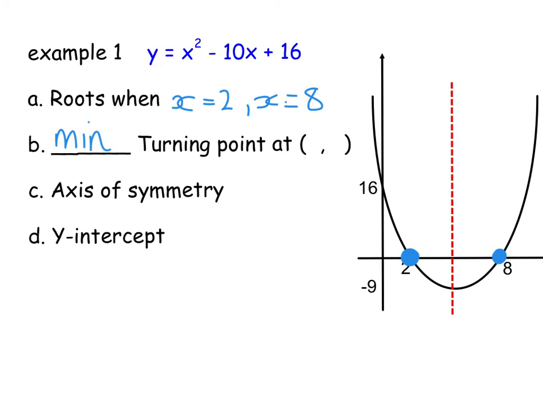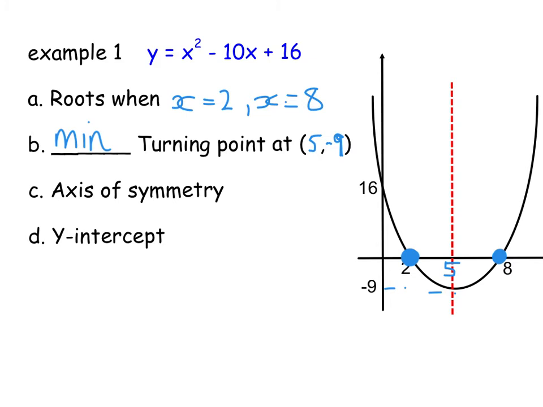Now, where does this turning point occur? Now, it's right in the middle of 2 and 8. That number's missing from my diagram, but we can work that out. In the middle of 2 and 8, that's a gap of 6. So 3 away from each one makes that a 5. So my turning point is along 5, and I've already given you the down number here. It's along 5, down 9. So that turning point is 5, negative 9. Is that okay?